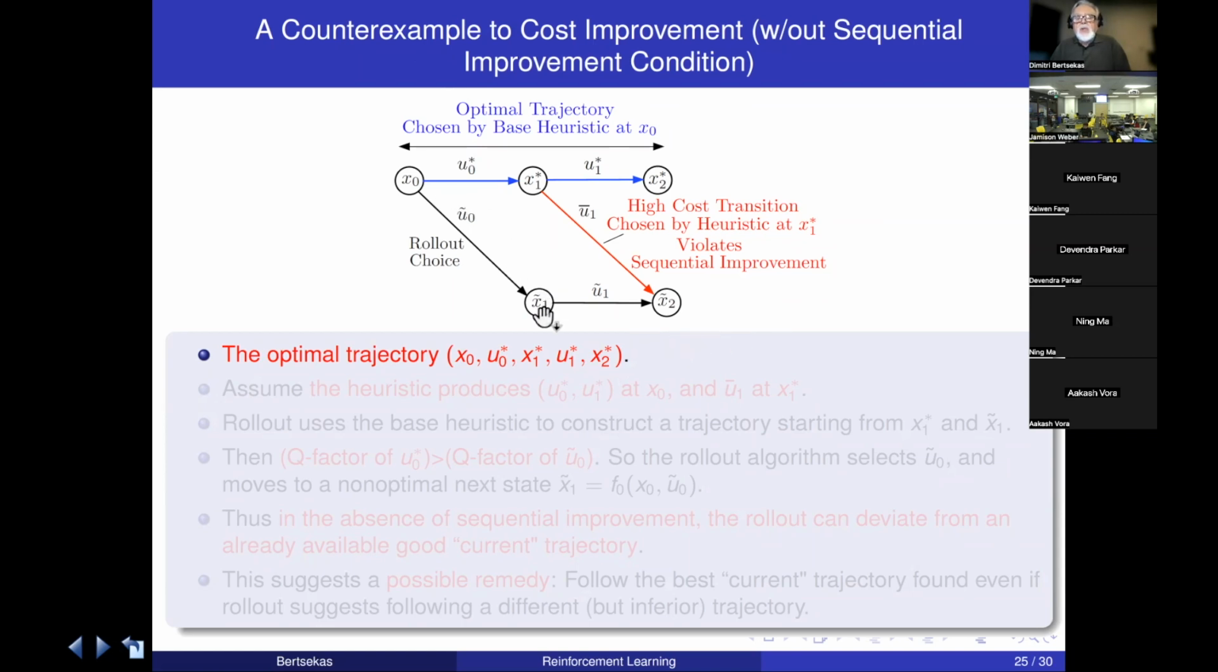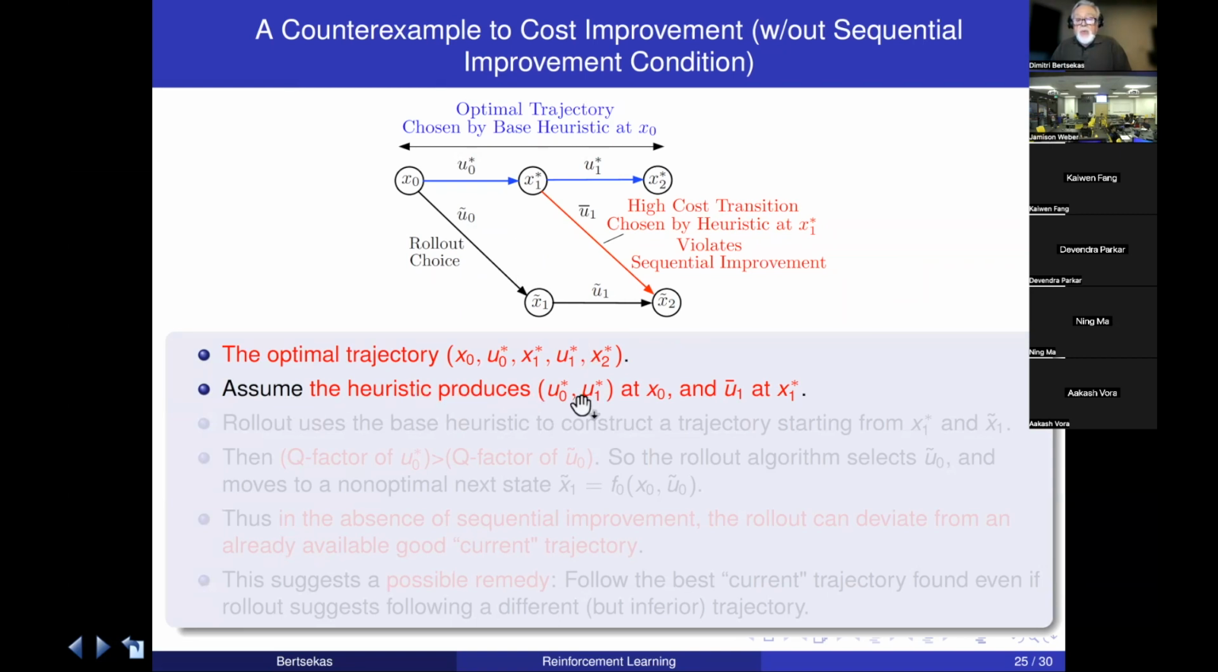If you go to x1 tilde, then there's only one choice. Let's assume that the optimal trajectory is this one. Part of the reason for that is that this transition here has very high cost. So this is the optimal trajectory. And let's assume that the base heuristic chooses that optimal trajectory at the very first step. That's my choice for this example.